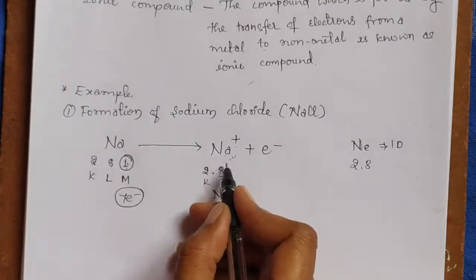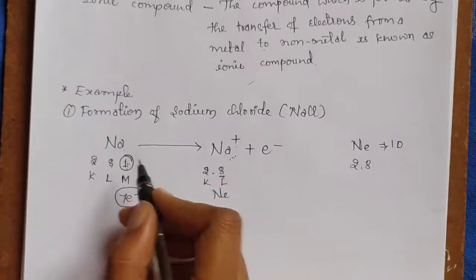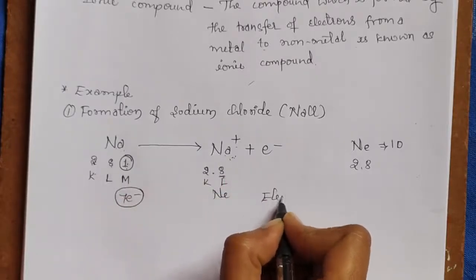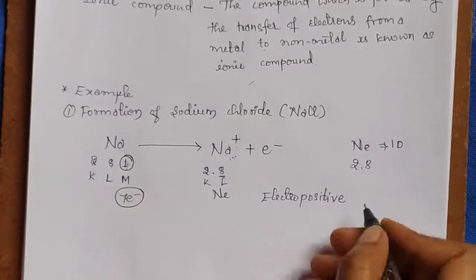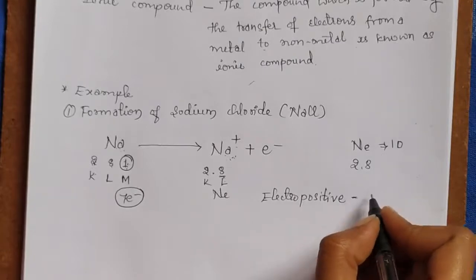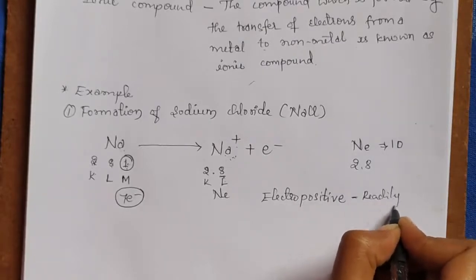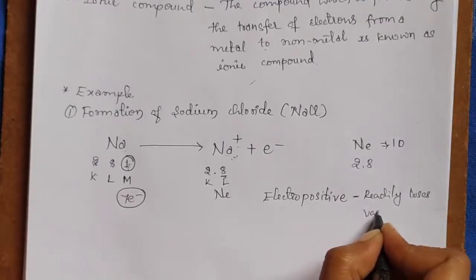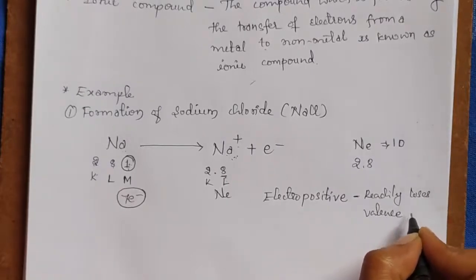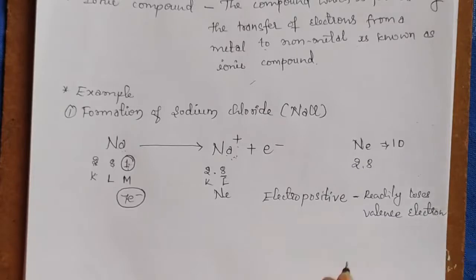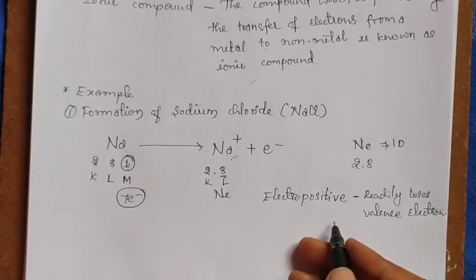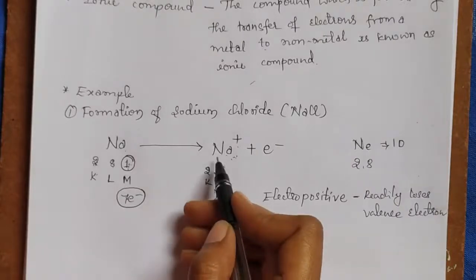So here this is a metal, and this metal is electropositive. These metals are electropositive. Electropositive means the elements which readily lose valence electrons. The elements which lose valence electrons readily are said to be electropositive elements. Now this cation is formed.